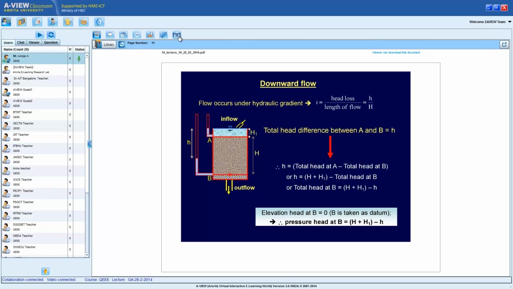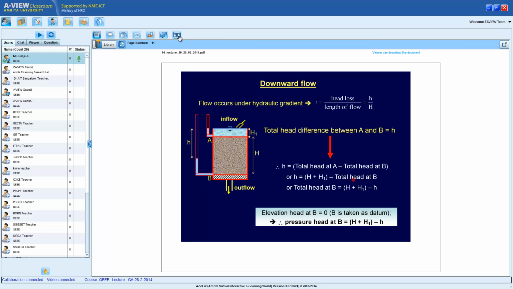Total head at B is rather unknown, because when the water goes out, it still has some pressure. So I'm just leaving this as is for the time being. This minus this should give me a small h, which is the head difference. If I play around with these terms, meaning total head at B, if I take it on the left hand side of this equation and the small h on the right hand side, it says total head at B equals H plus H1, which is total head at A, minus h.